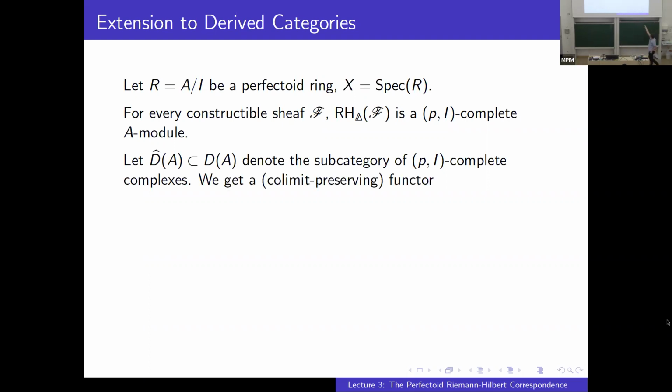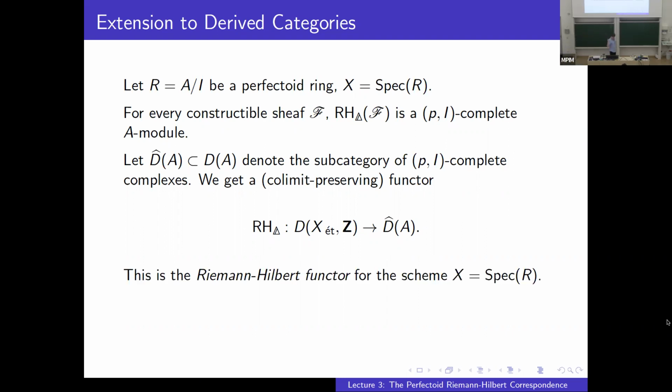And then this functor that I described earlier can be promoted to a functor of derived categories. I'll denote it the same way, RH prism. It goes from the derived category of abelian sheaves on X to this category D hat(A). And I'll call this again the Riemann-Hilbert functor. And a warning, one of the reasons that I want to pass to derived categories is that this functor is not quite t-exact. So the functor I described earlier was on the category of constructible sheaves.